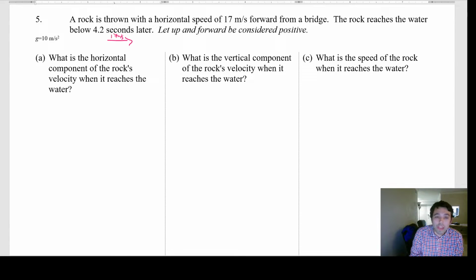All right, and then we launch it this way, right? And then let me draw it down here better. It's fine, I guess. It goes through the air, and it lands, and then 4.2 seconds later, it hits water.